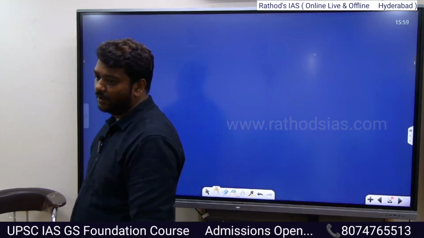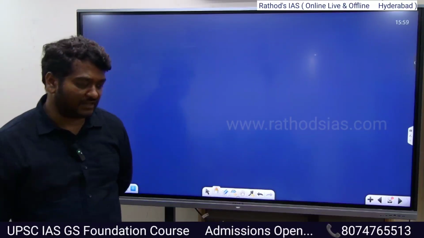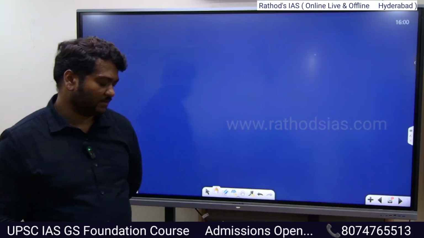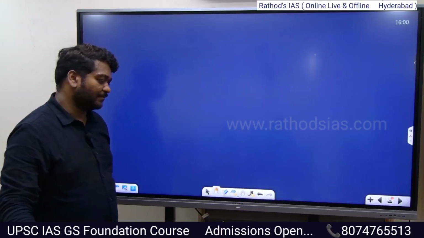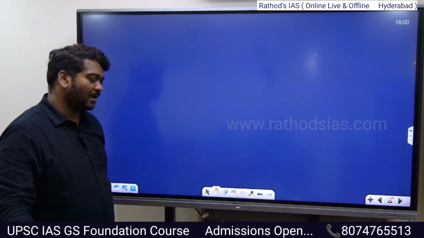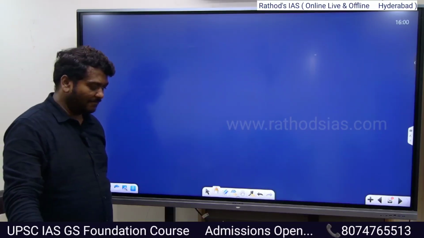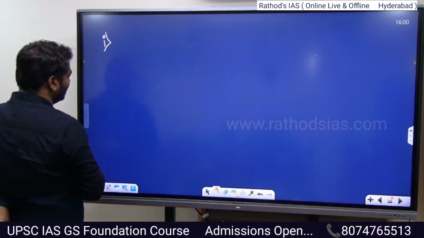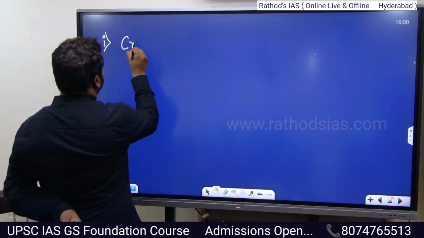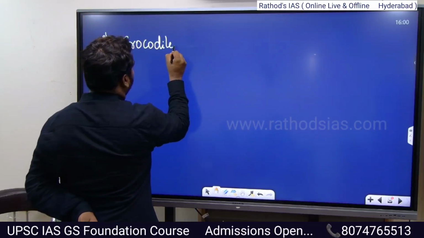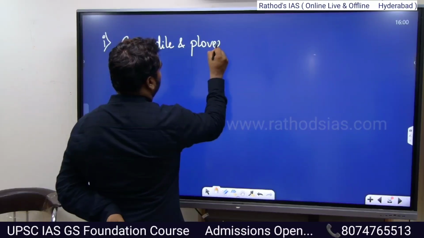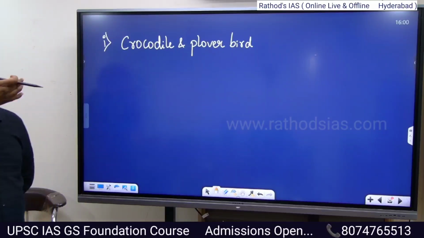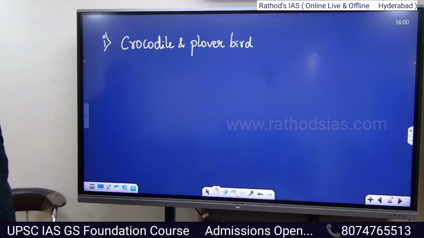between two organisms where both the organisms are benefited. Example, crocodile and plover bird.